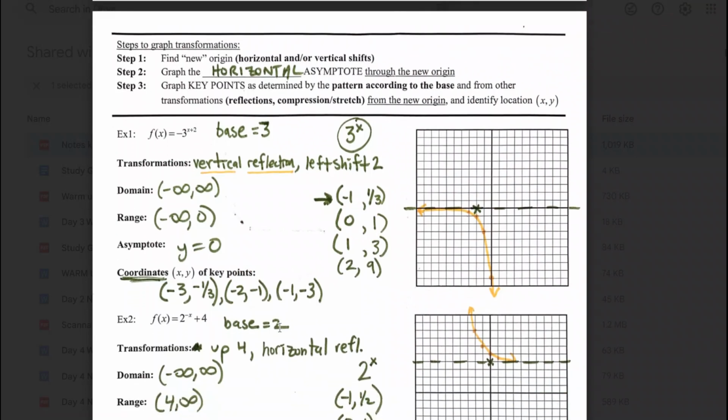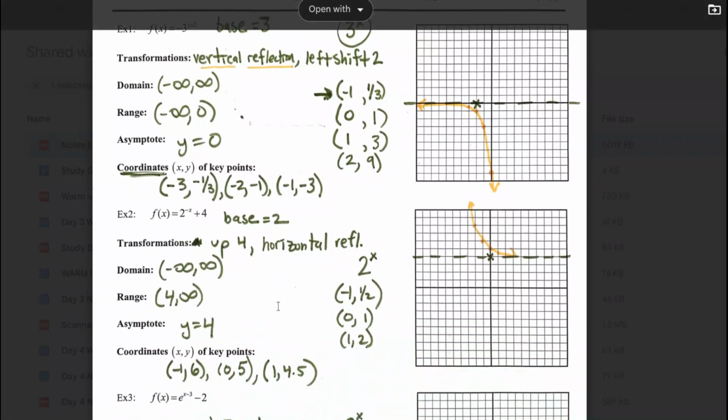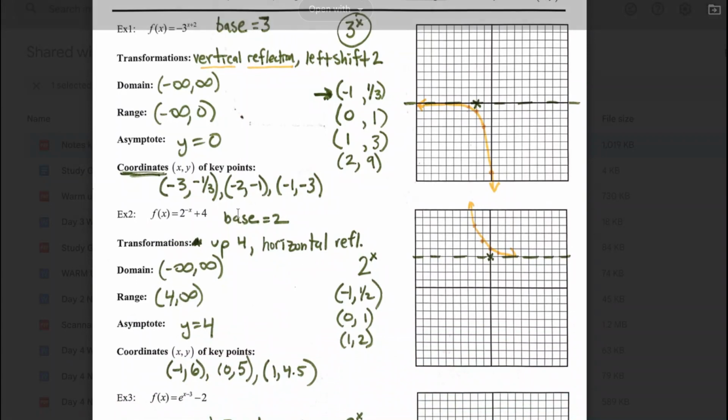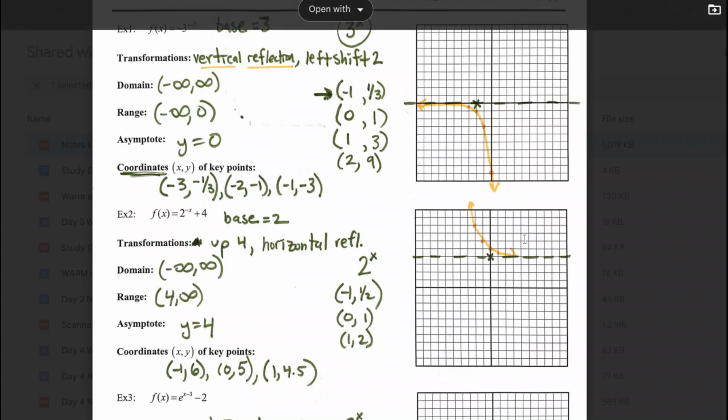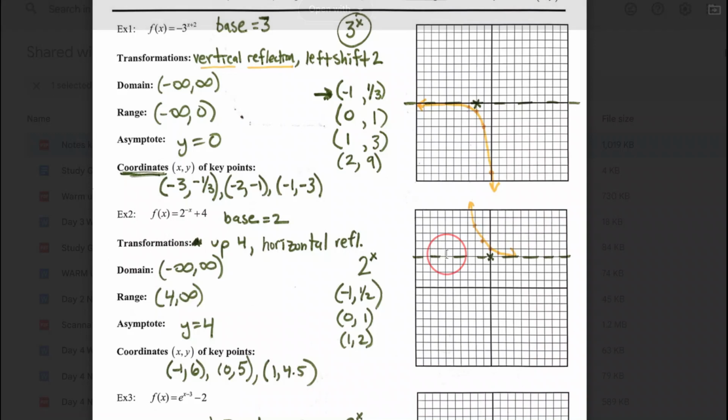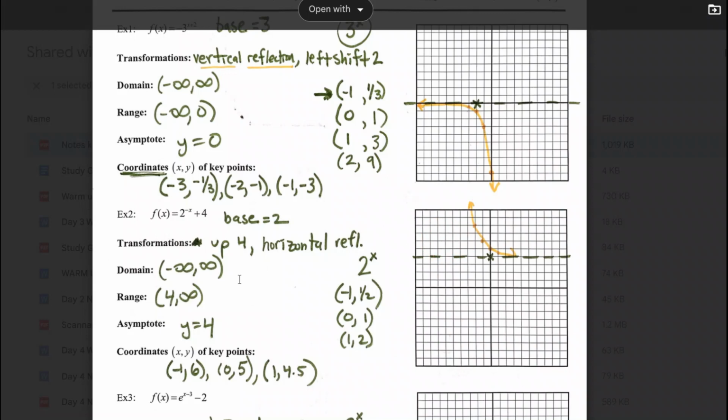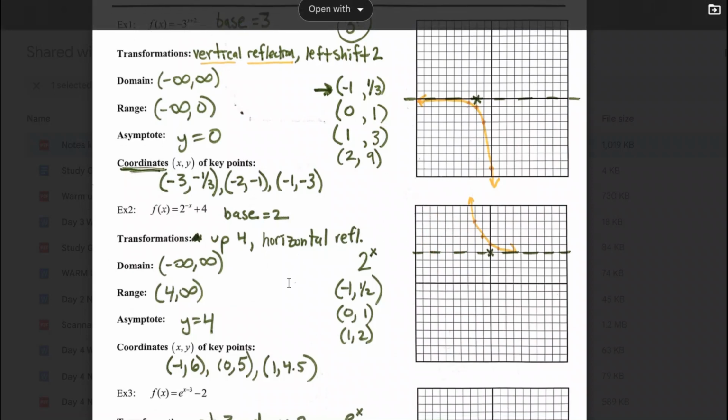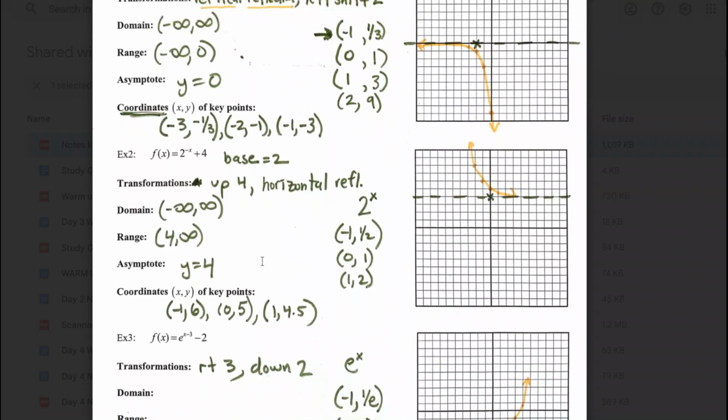Okay, so I'm not going to take you exactly through this whole example here. You can see it. Hopefully it makes sense with a base of 2. Just know that since it's tied in here to the left-right maneuver, it's going to be a horizontal reflection. So normally the graph would be going up like this. Hopefully you can see that, but it's horizontally reflected. We get our key points, and we do our transformations based off of that.